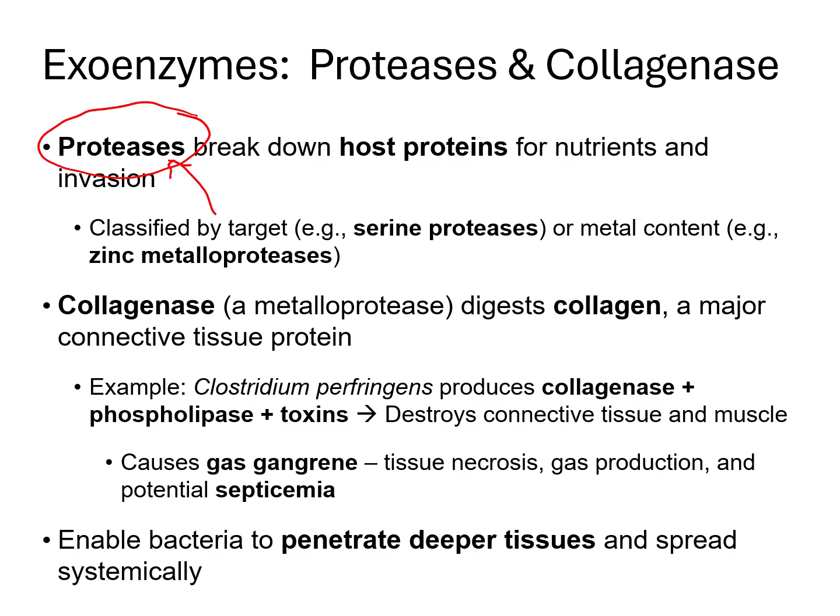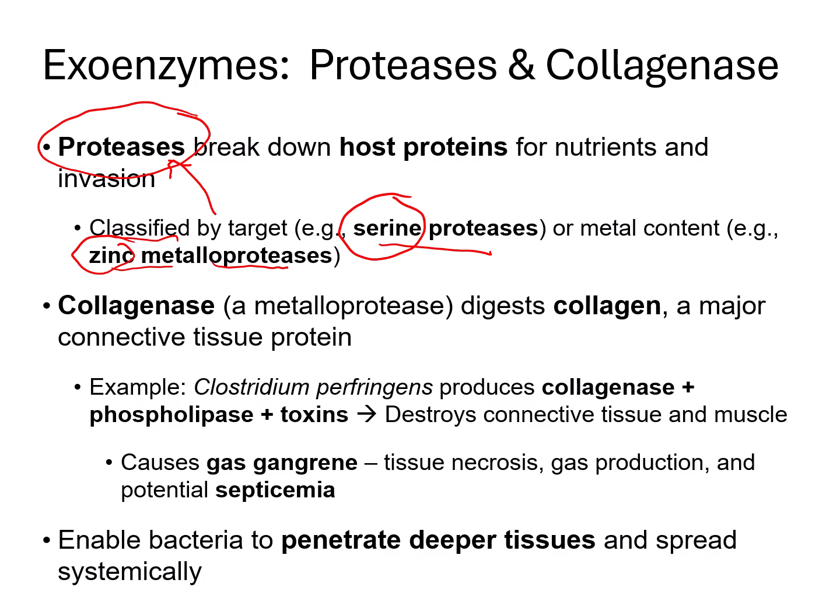For example, serine proteases target proteins that have the amino acid serine. Or sometimes we classify these proteases by whether or not they contain metals in their active site of the protein structure. For example, zinc metalloproteases contain a zinc ion, and that's necessary for the enzyme to work.